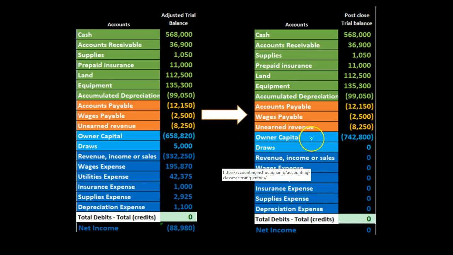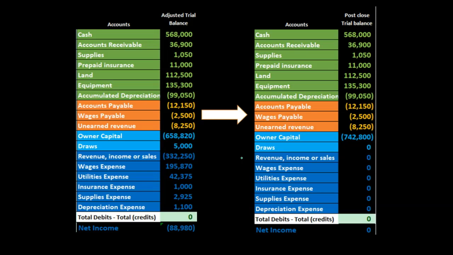Our capital account in the post-closing includes all of these accounts down here, which are broken out on the adjusted trial balance. And so that's our goal when we do the closing process. We're just trying to get from this point to this point. We want to visualize that, we want to understand that.